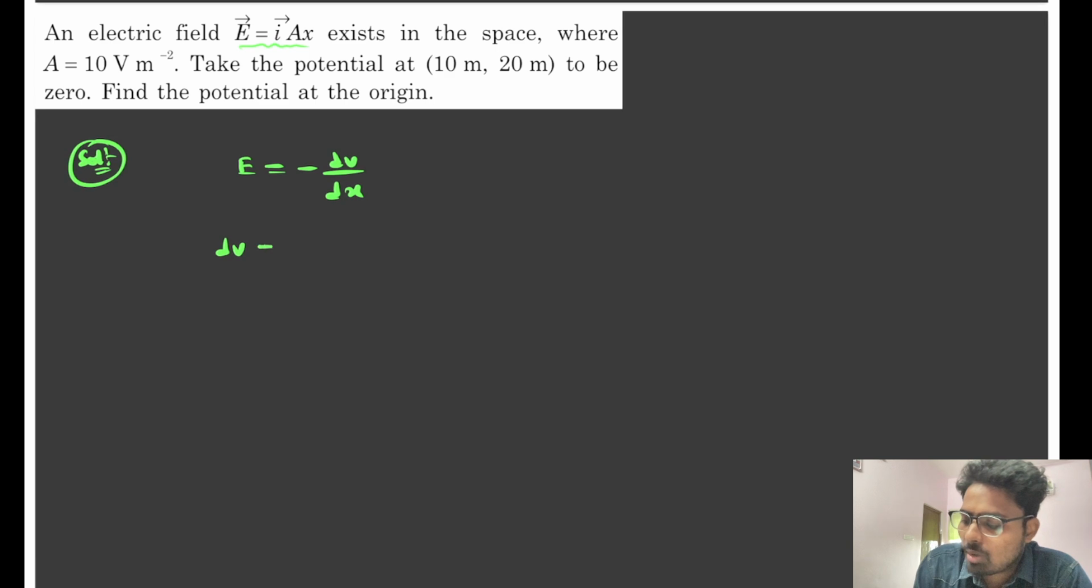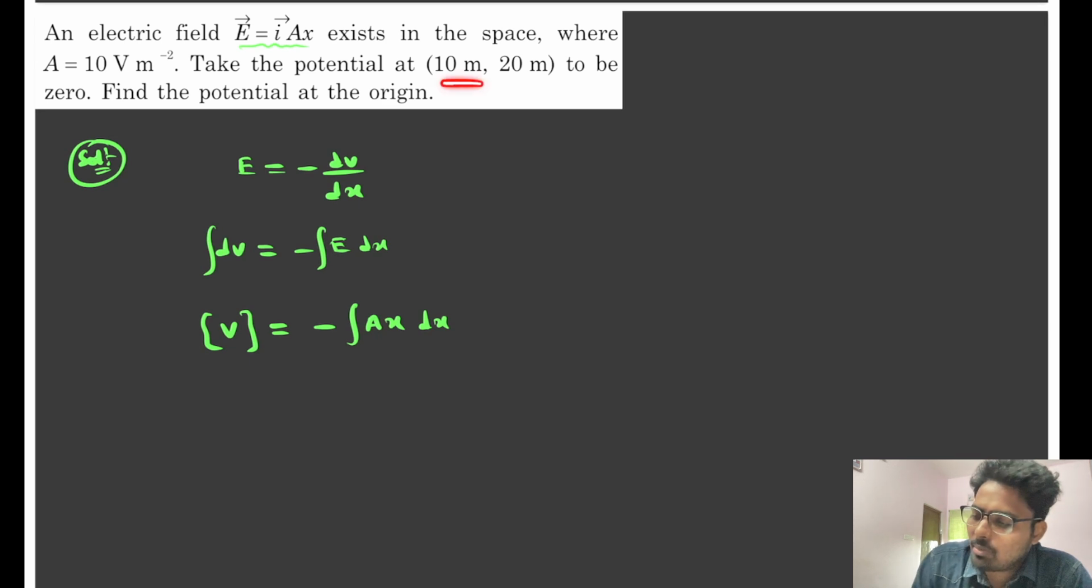That means dV equals minus E dx, and I'll integrate on both sides. So the integral of dV is V, and minus the integral of E, which I'll replace with ax, into dx.